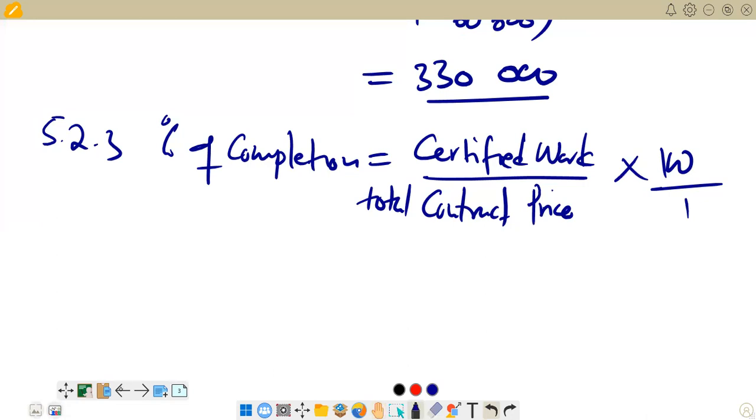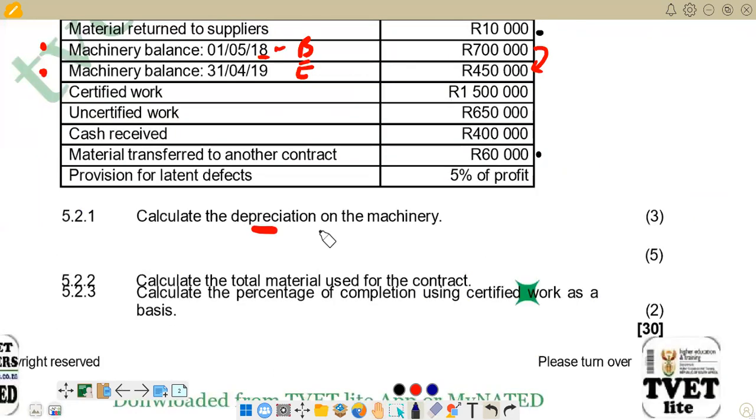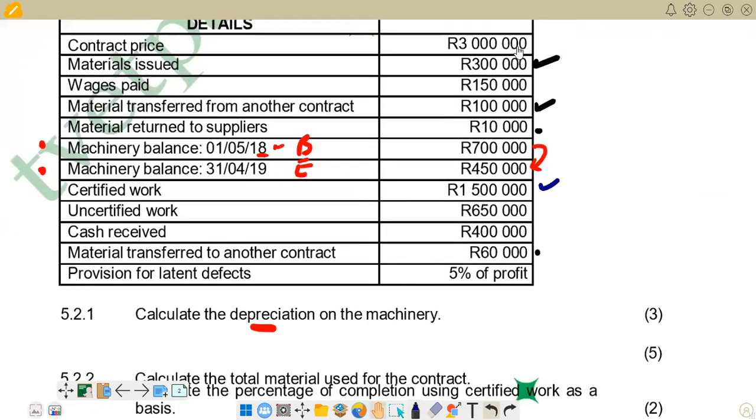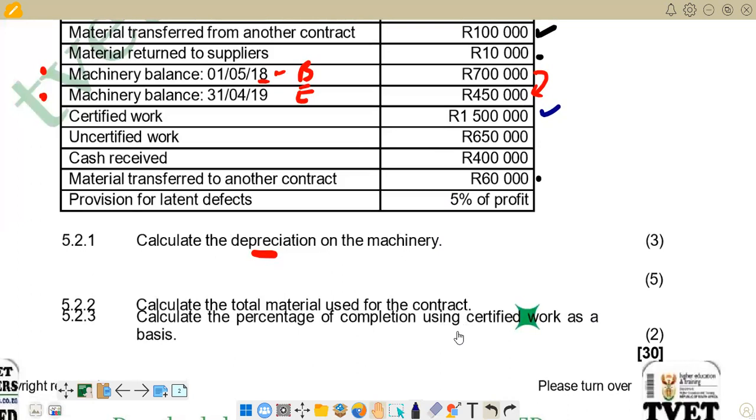So we go back. Their contracts, we start with certified work. Certified work, we are given each year is 1,500,000. Then we check out for contract price. Right, so we see that contract price given here is 3 million. And remember, the question is saying calculate the percentage of completion using certified work as a basis. So certified work we are using as a basis. That's why we are putting it there as a numerator. We are saying certified work over total contract price. So that's what we have.